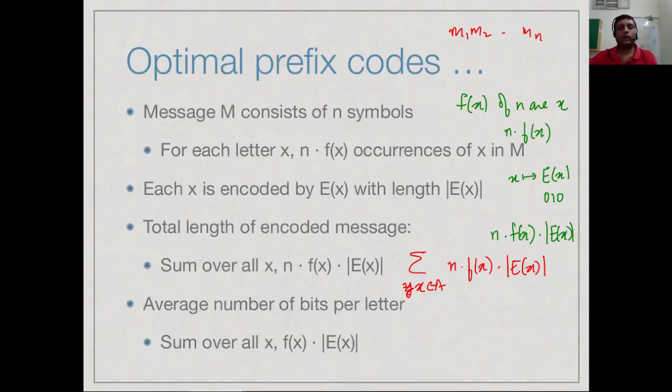And if I don't include this n, because notice that n is not part of the summation, it's an independent thing, it's a fraction of any n. If I just look at the total weighted average of the lengths of the encodings, then this is, if you studied probability theory, what is called the expected length of the encoding. So this is the average number of bits I use for a letter.